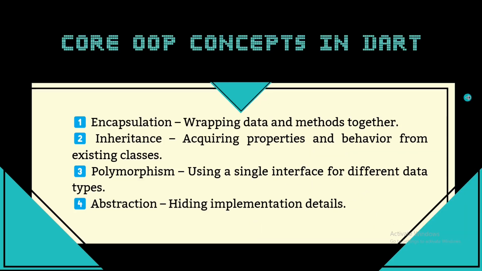Now, what are the core OOP concepts? I'm going to take each of these core concepts one after the other, whereby we're going to explain it and give different examples to each. So the first one is encapsulation, which simply means wrapping data and methods together. The second one is inheritance, which means acquiring properties and behavior from an existing class. The third one is polymorphism, which means using a single interface for different data types. And the last one is abstraction, which means hiding implementation details.